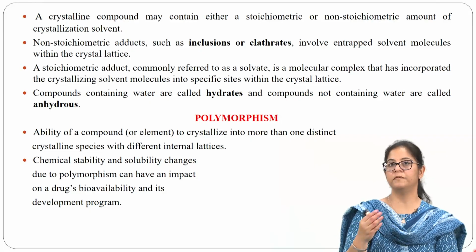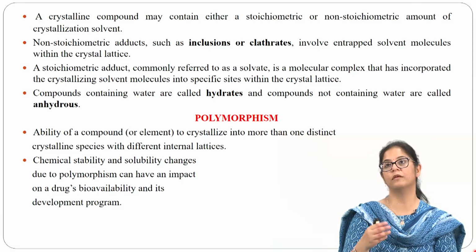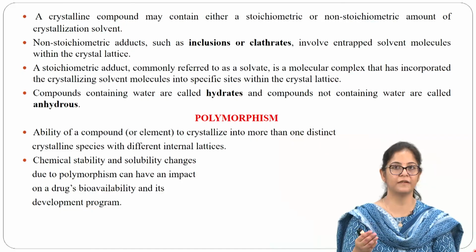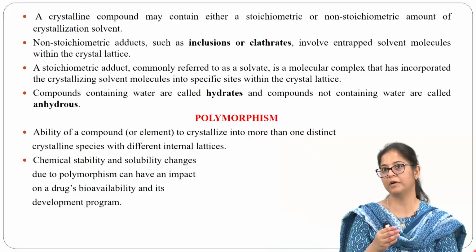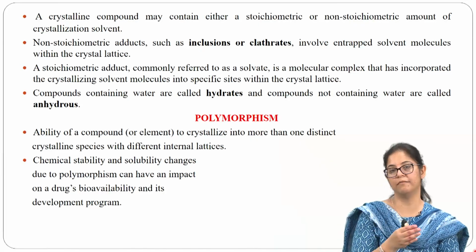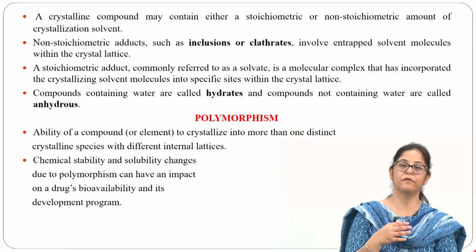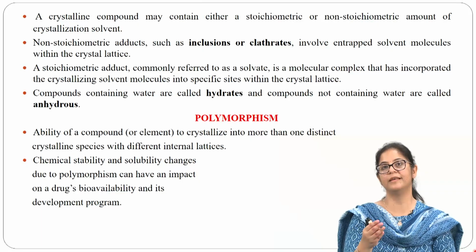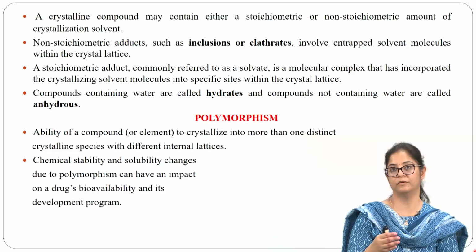Polymorphism is a property of the drug to exist in more than one distinct crystalline species with different internal lattices. So, polymorphic form A, B, C, gamma, theta, delta. So, you might have come across these terms, that the same compound exists in more than one form. So, it is because of carbon, for example, right. So, it is because of the distinct internal lattice arrangement of the molecules.